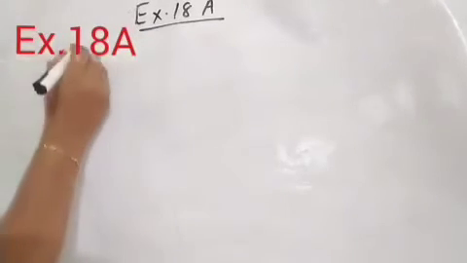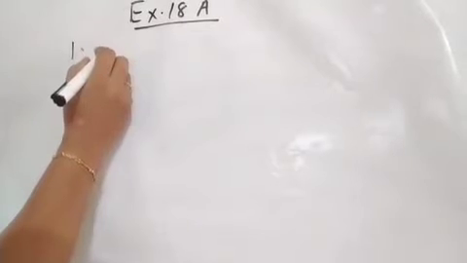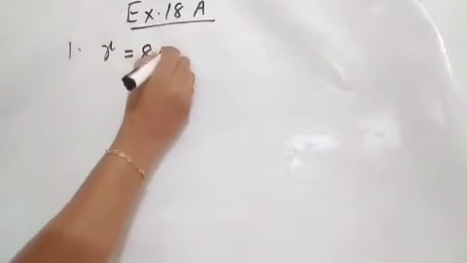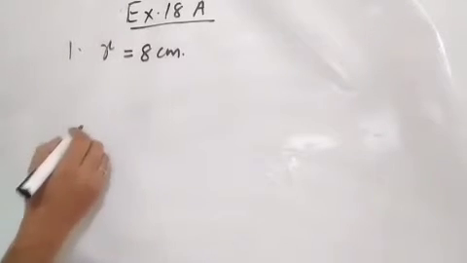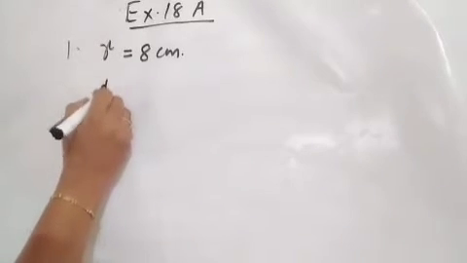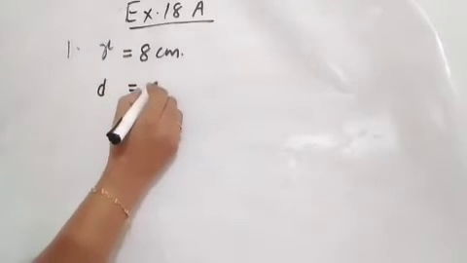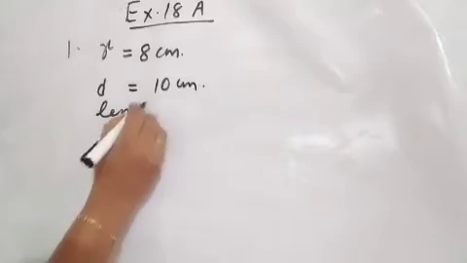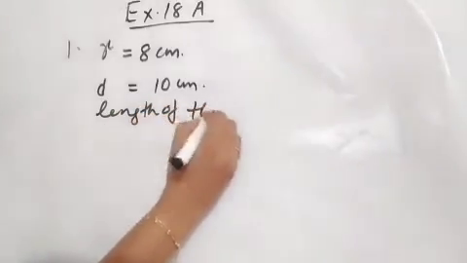First question. The radius of a circle is 8 centimeter. So, let the radius be R, 8 centimeter. Calculate the length of tangent drawn to this circle from a point at a distance of 10 centimeter from its center. That is, distance from the center is 10 centimeter. We have to calculate the length of the tangent.